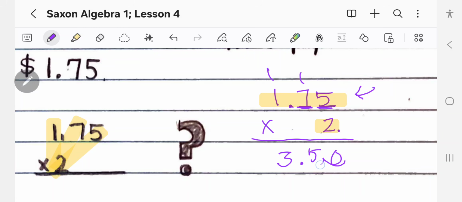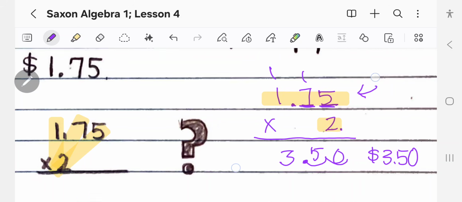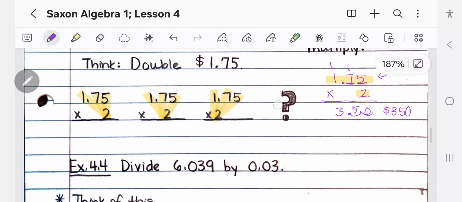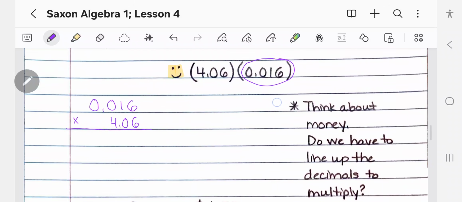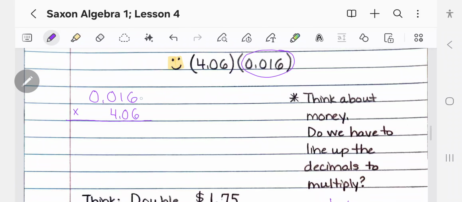So I'm going to go 1, 2, and I get $3.50, which I know is a reasonable answer. Okay, so now when I do this problem, I like to put the longer one on top. Doesn't necessarily mean it's the bigger number, the one with the greater value, but I like to put the longer one on top. When I write multiplication like this, I still use an X because this is an arithmetic thing, right? There's no variable.